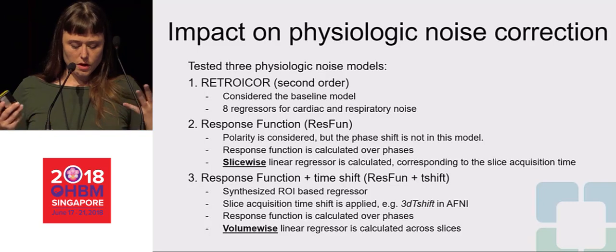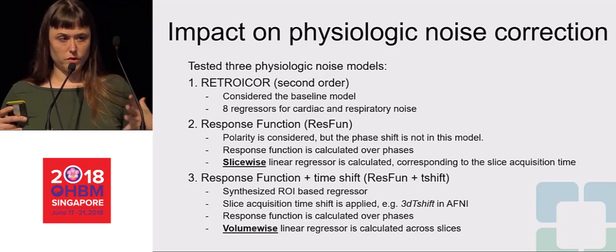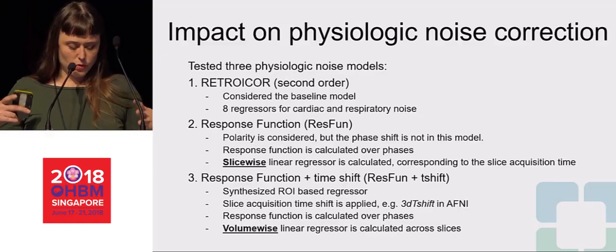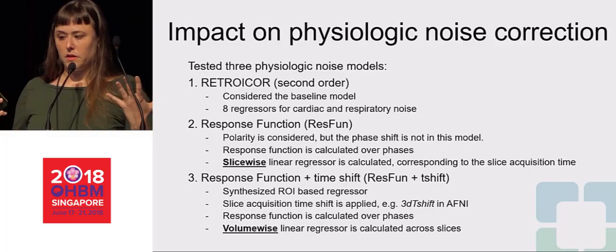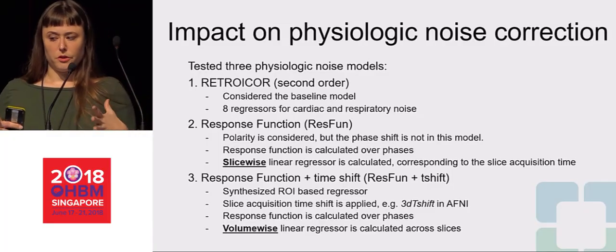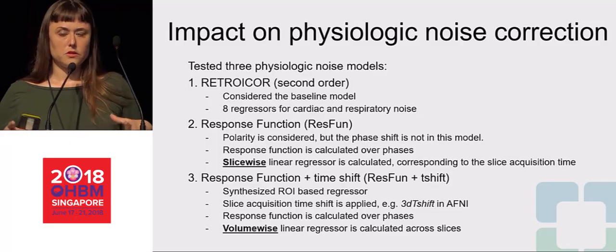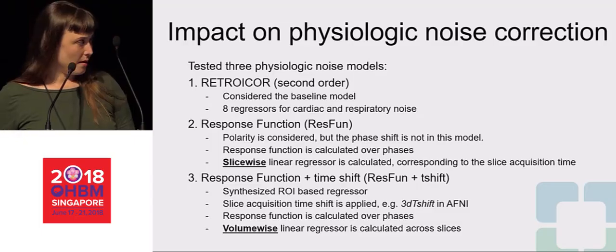You sometimes see that the slice acquisition timing correction is applied really early. So that's what we did here. We applied that first. And then the response function is calculated over phases, and a volume-wise linear regressor is calculated over slices. So this would be something like a white matter ROI.